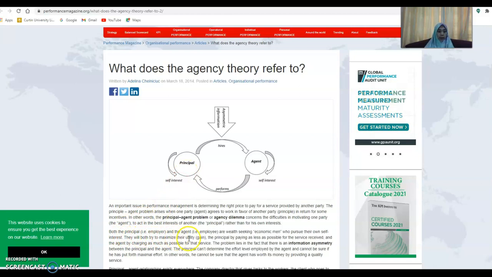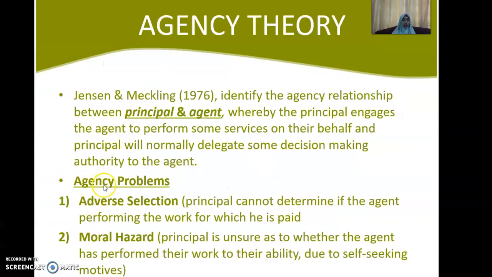So both the principal and the agent are wealth-seeking economic men who pursue their own self-interest. They will both try to maximize their own utility, that means their own gain. The principal by paying as little as possible for the service received, and the agent by charging as much as possible for that service. So you have this problem. That's why you have the agency problems, the adverse selection, and the moral hazard.